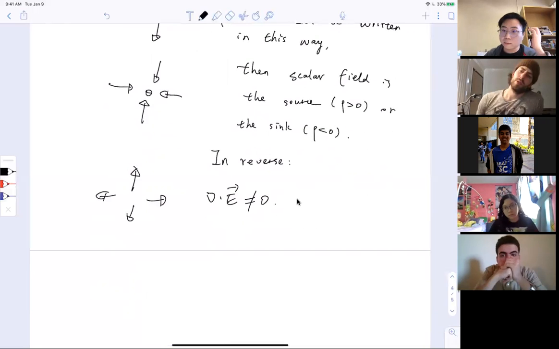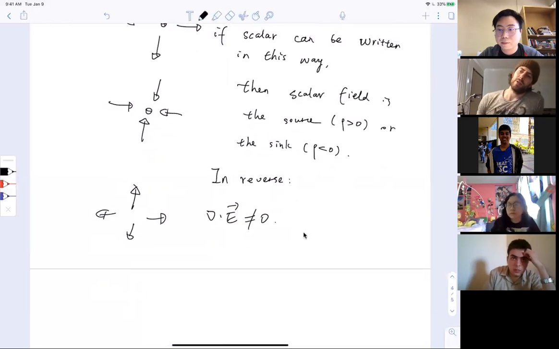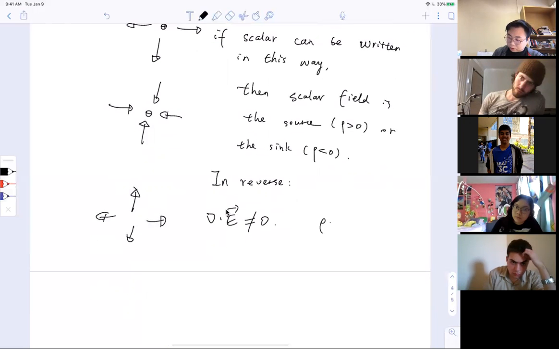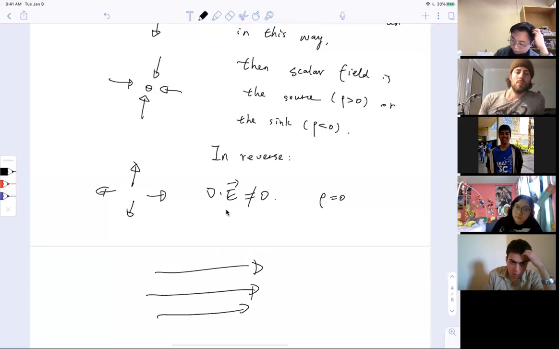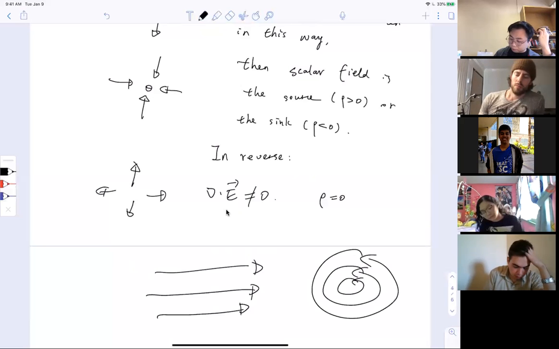So do we require that all the vectors in the field would be tangent to the source? Would that be rho equals 0? So okay, you mean when your rho equals 0? Okay, so when your rho equals 0, it's just like this, right? Or like a closed loop. There's no source, there's nothing, right?